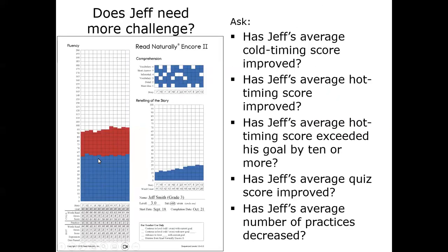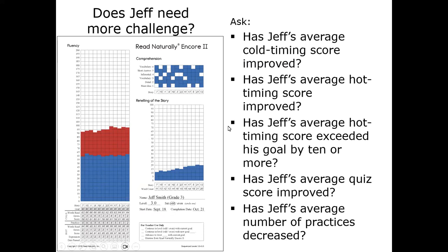So our first question is, has his cold timing score improved? Well, his cold timing score, trust me, I'm telling you what this slide says. His cold timing score started at 61, it's still at 61, so we don't see progress there. His hot timing score has gone up a little bit. The difference between his hot timing and his goal is 10 or more.